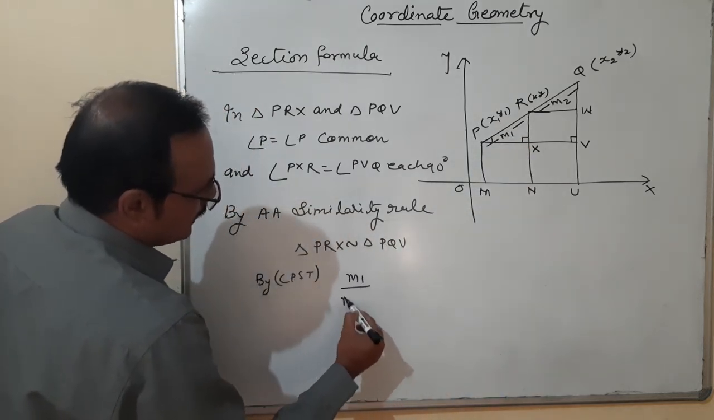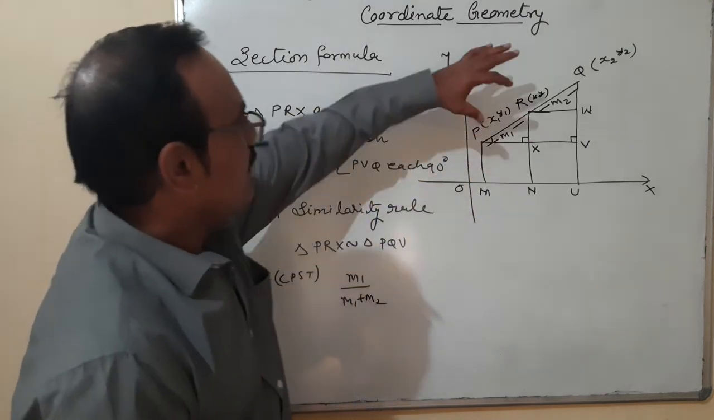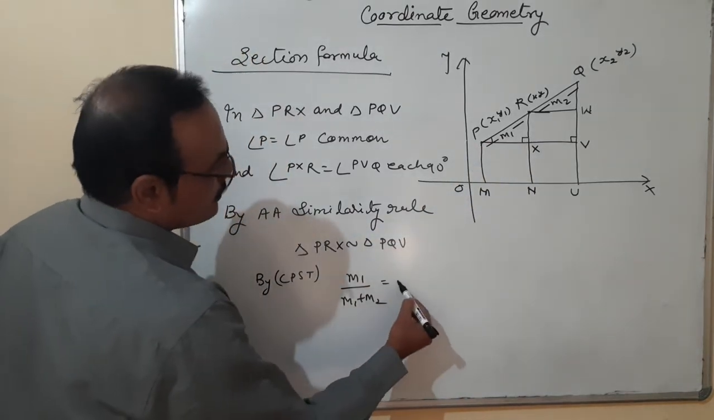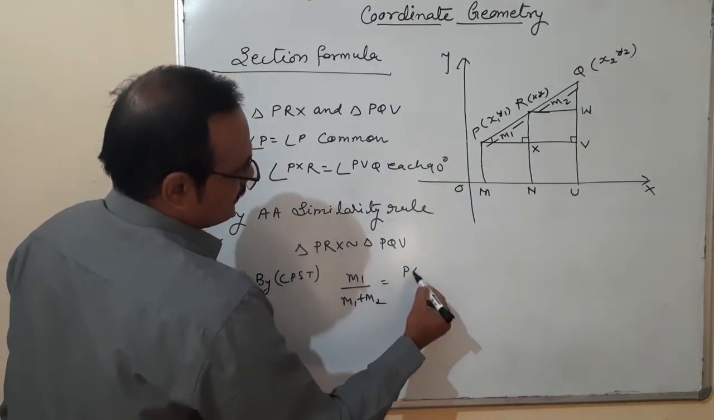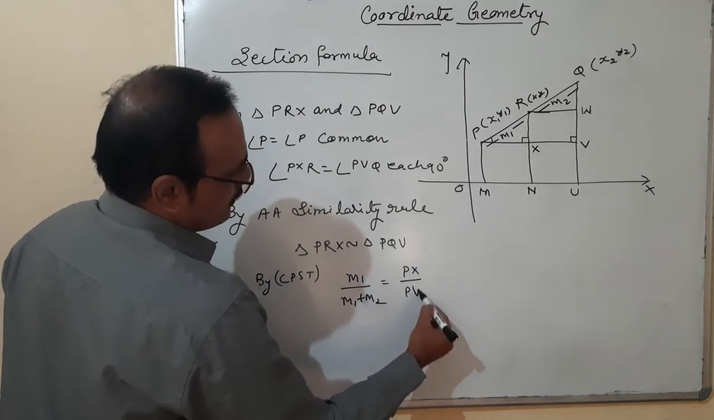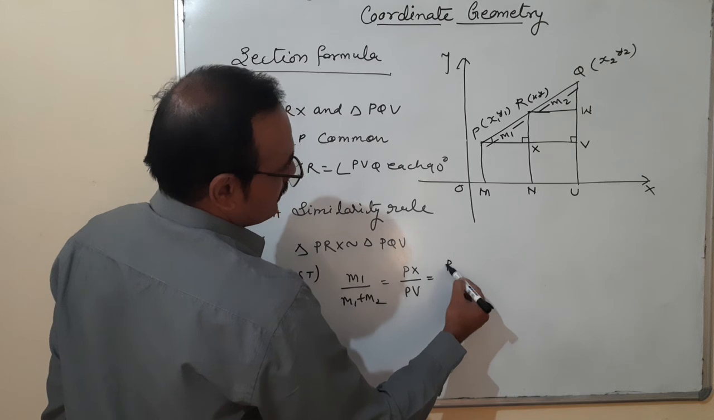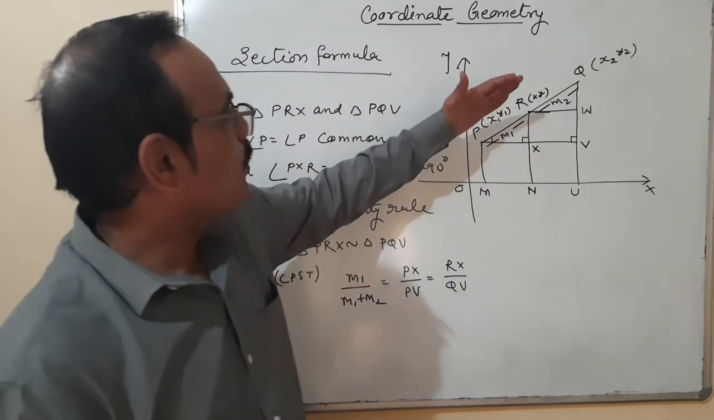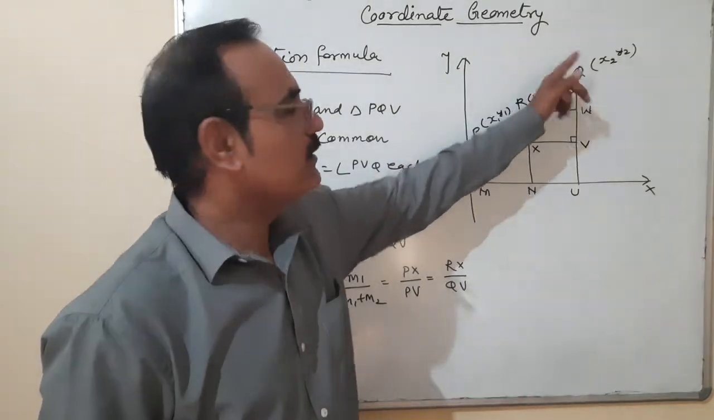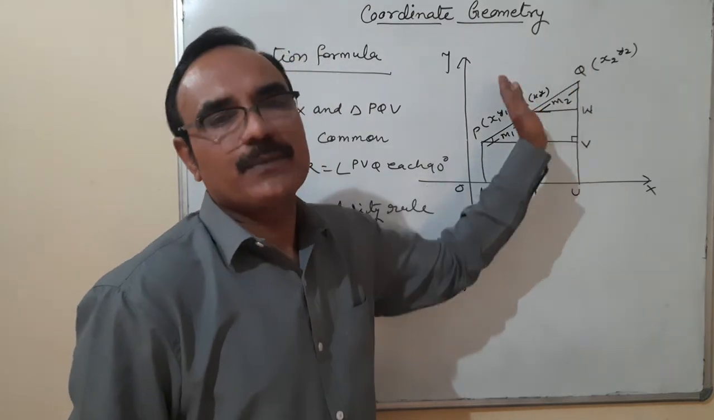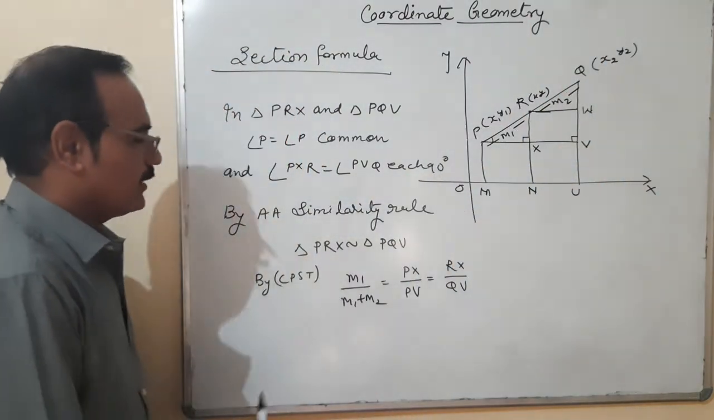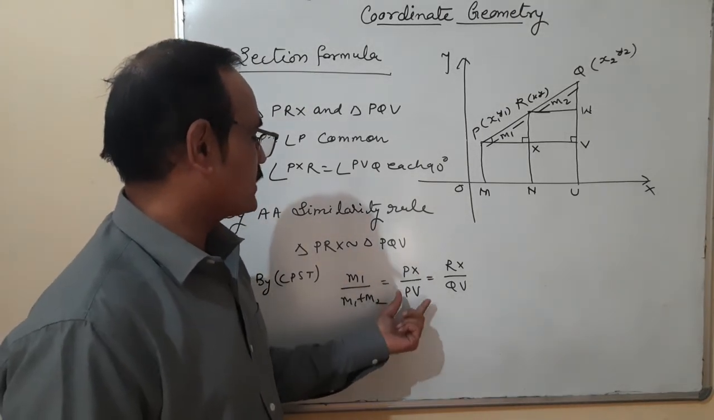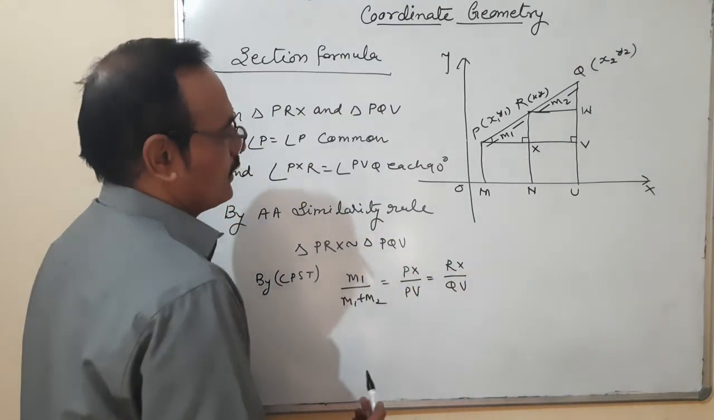M1 upon M1 plus M2 is equal to PX upon PV, is equal to RX upon QV. Any doubt in it? One small side, big side, small side, big side, small side, big side. That means the corresponding sides of the two triangles. Now let us discuss how to find the values of PX, PV, RX and QV.